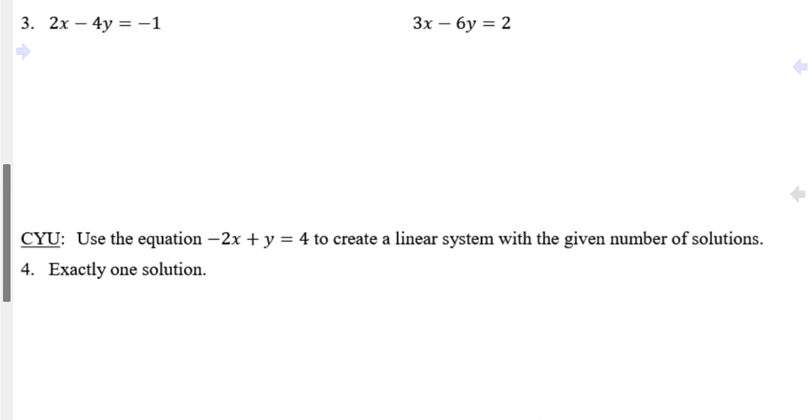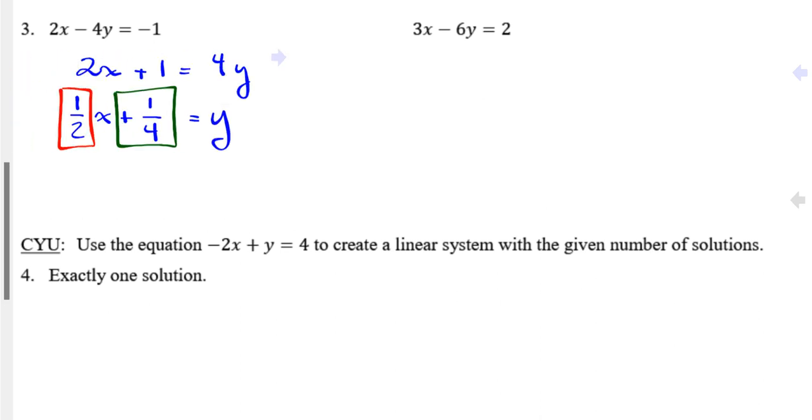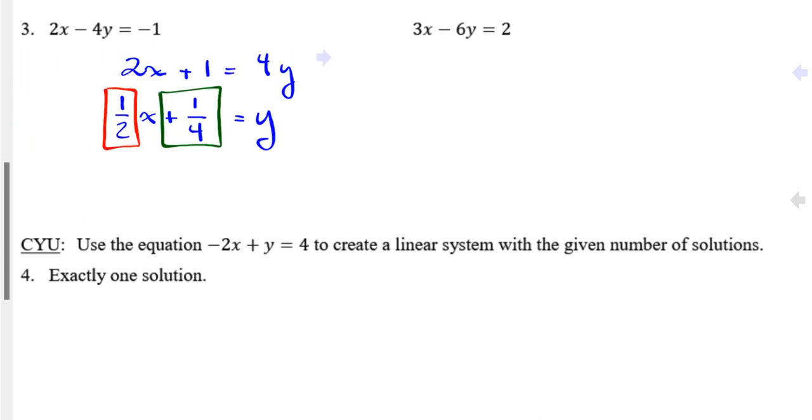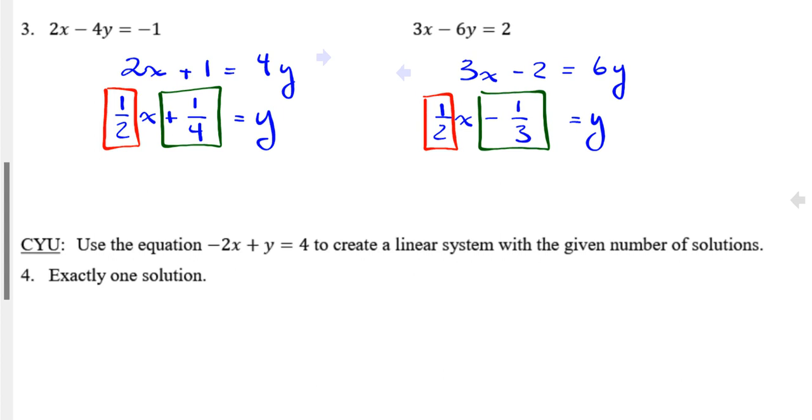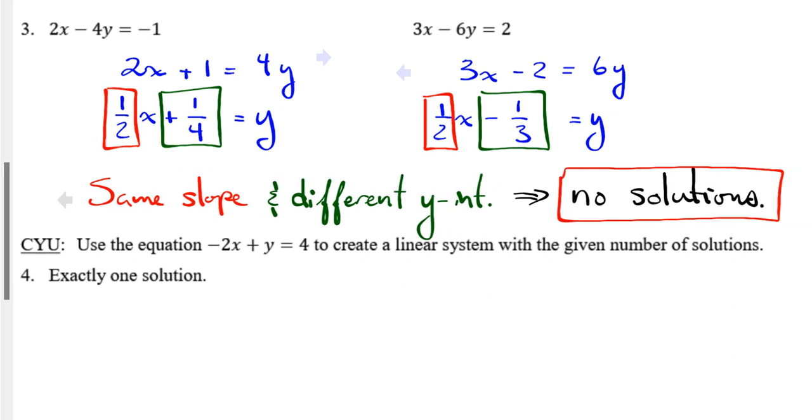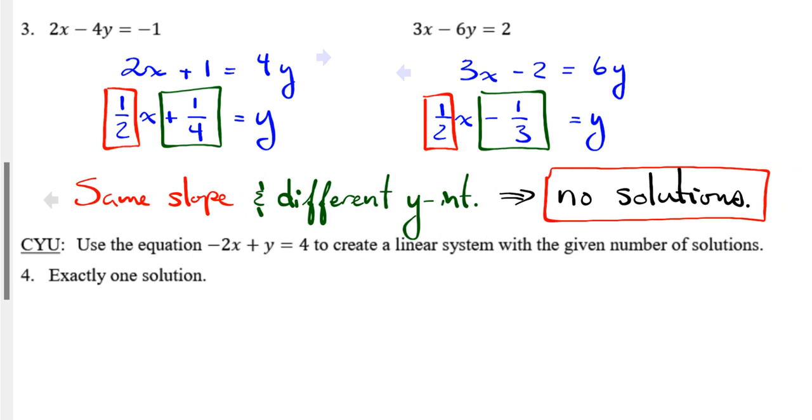Number 3, rearrange the equation. I have a slope and y-intercept. Rearrange the equation. I see the same slope, different y-intercept, which means my lines are parallel. There's no solution to the system of linear equations.